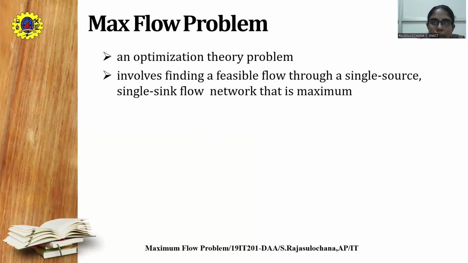In the next lecture, we will discuss the max flow problem. This max flow problem is especially applied to flow networks, which is an optimization theory problem. It is used to find the feasible flow through a single source and single sink flow network which is maximum. That is, it is used for determining the maximum flow in a particular flow network. We will meet in the next lecture, where this max flow problem will be solved using an algorithm called the Ford-Fulkerson algorithm.